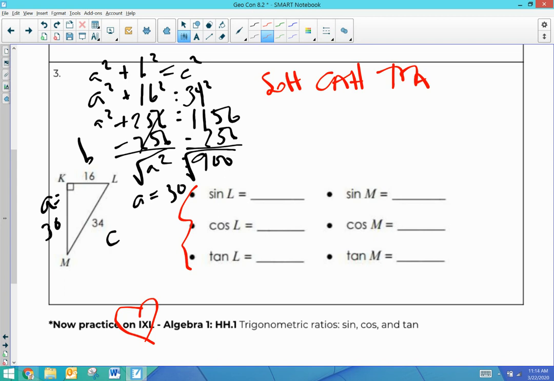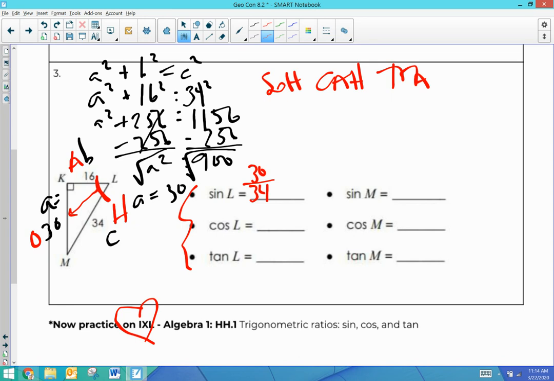So sine of L, I'm looking at L right here, and I'm labeling my hypotenuse across from the right angle, biggest side, opposite, adjacent. Looking at these big red letters there now. So the sine of L, sine, opposite over hypotenuse. So it looks like that would be 30 over 34. It doesn't look like a 30, huh? 30 over 34.